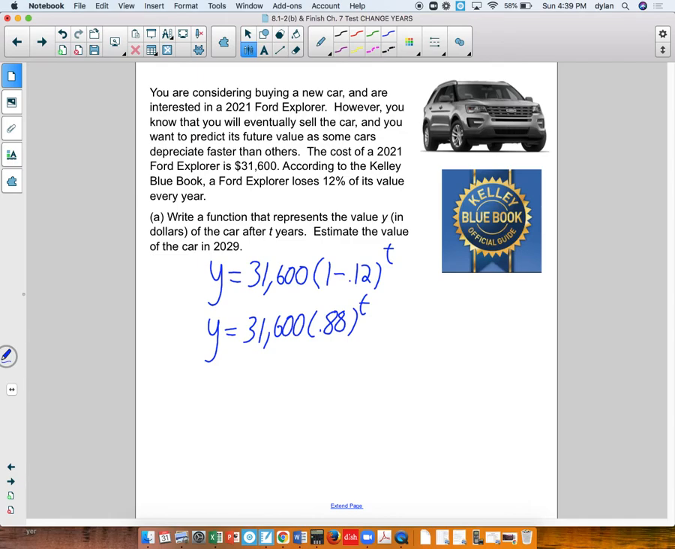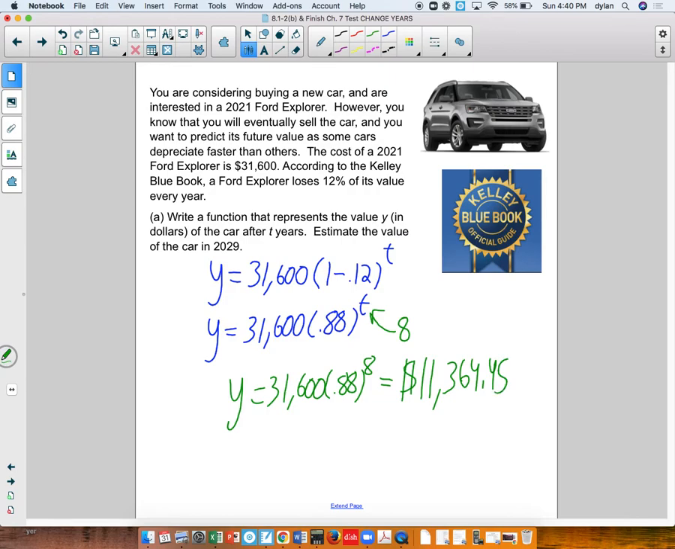So if we want to predict our value in 2029, 2029 is 8 years from 2021, so we're going to put in 8 for t. When we do that, we end up with y equals 31,600 multiplied by 0.88 to the 8, which is about $11,364.45. This is really good to know, because if you're thinking you're going to sell this car in about 8 years, you're going to lose about $20,000 worth of its value.